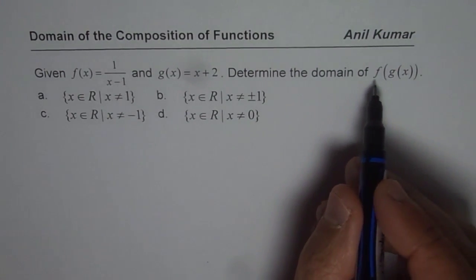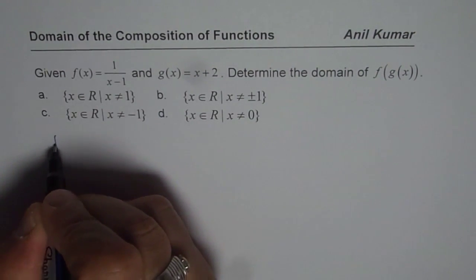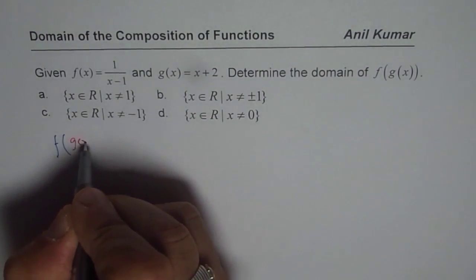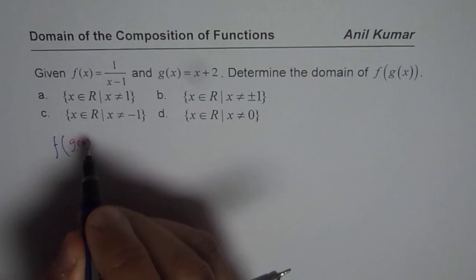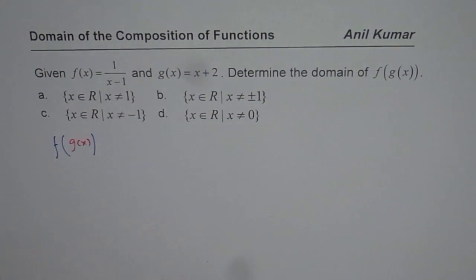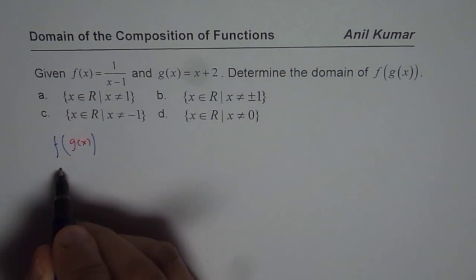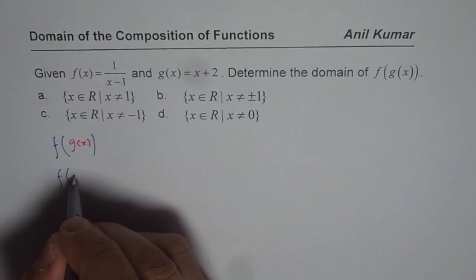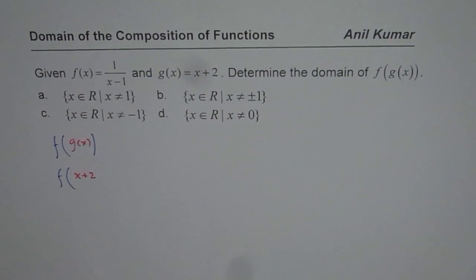Let us first find f of g of x. So we have f of, and let me write within the bracket g of x, right? So we have this function to calculate. Is that okay? So f of g of x, where g of x is given to us as x plus 2. So we have x plus 2 here, right?